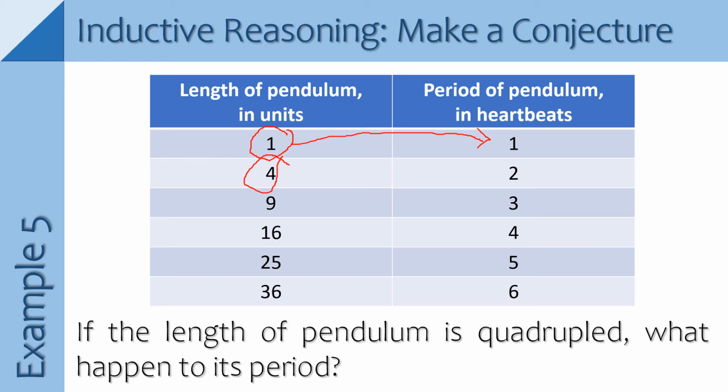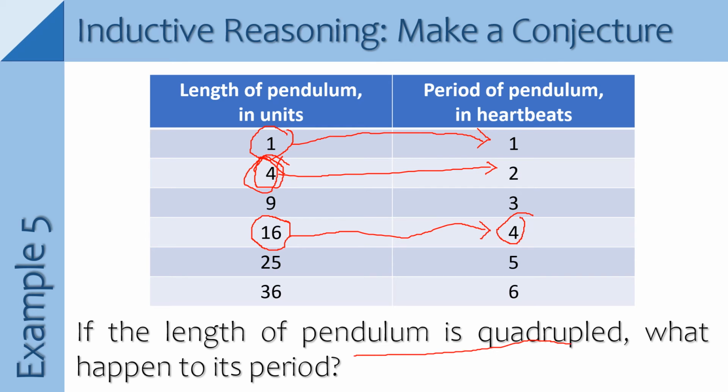Okay, so the period of the pendulum when the length is 4 is equal to 2. Next, if we multiply 4 by 4, the result is 16. If the length of the pendulum is 16 units, its period is equal to 4. So the question is, what happens to the period if the length of the pendulum is quadrupled?